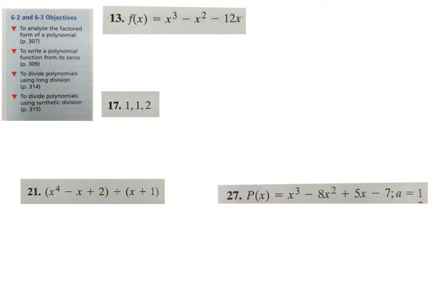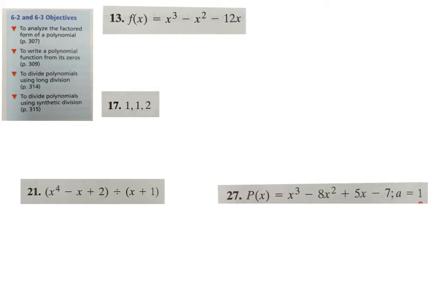Synthetic division is basically taking your coefficients and doing kind of a shortcut. One thing you have to remember with long division and with synthetic division is you must have all of your exponents going from highest to lowest. If you're missing one, you have to plug it in with a 0. All right. So number 13 wants you to write it in factored form. List the zeros and their multiplicity.